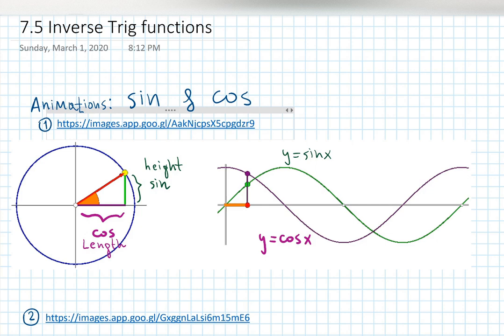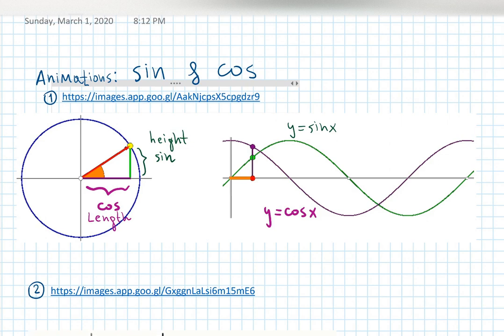Inverse trig functions. Here I'm just reminding you that cosine represents the length and the sine represents the height. So your job is to review at home the circle. What is cosine of pi over 3, pi over 6, sine, and so on.